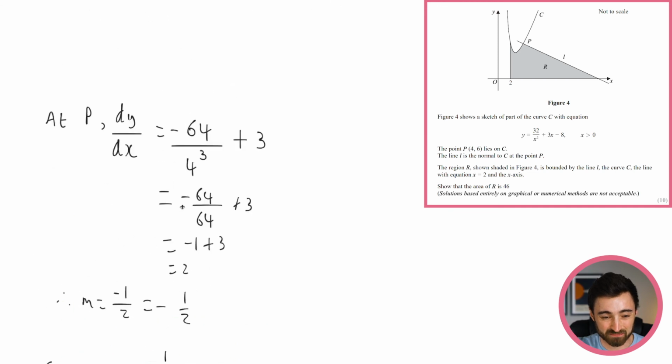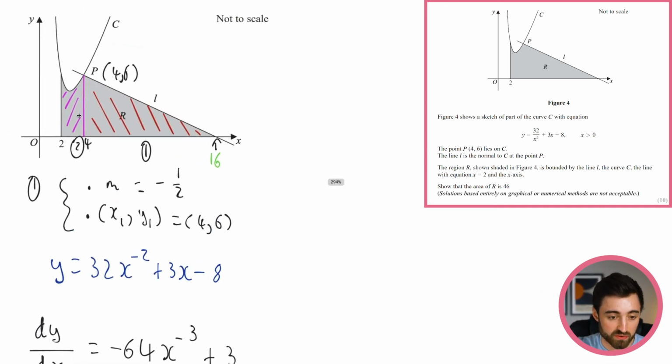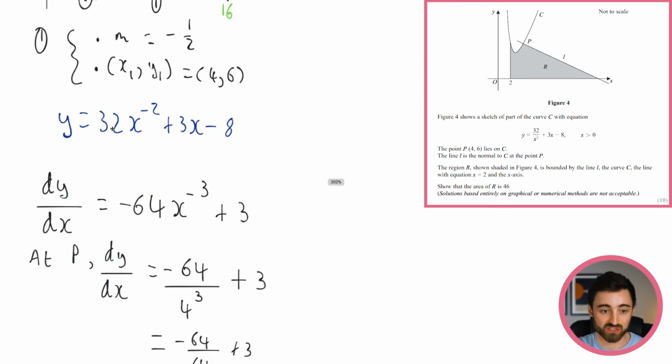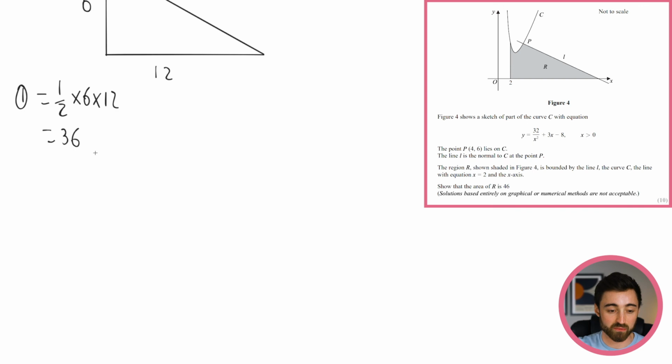The next thing I need to do is think about this pink area. So this is going to be the area under the curve, which is nice because that's just what integration gets me. So if I was to integrate this curve between the limits of 2 and 4, that's going to sort me out. Okay, so I just have to do a definite integral and then we're good.